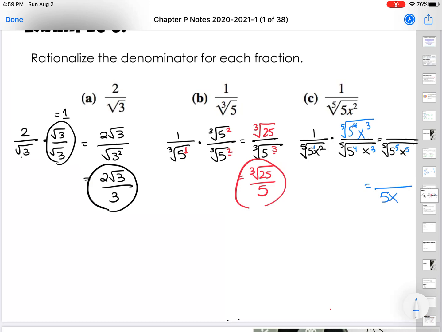Okay, and let's see, that's going to be a little bit messy. 5 to the 4th, that's 25 times 25, 625. So we'll have the 5th root of 625 x to the 3rd. And we were just multiplying by 1. If this was another number, we would have to also include that in the numerator.